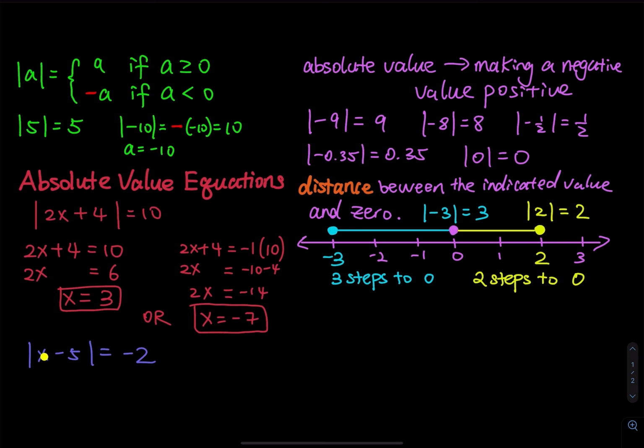If you let x be something extremely big or extremely negative, you will get a positive. So it doesn't matter what x value you choose, you will either get a 0 or positive. This is negative 2. So that means this equation has no solution, because the absolute value of a non-zero number is always positive.